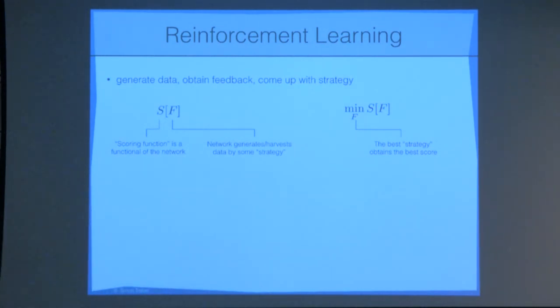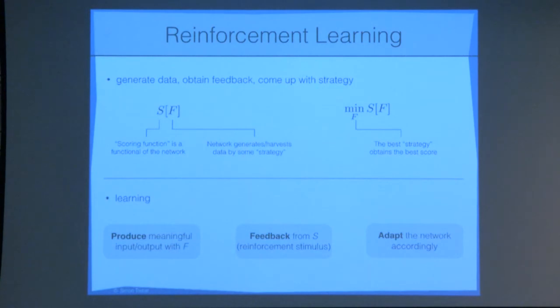Ooh, this sounds very complicated. So here's how that learning works. You produce data, and you get feedback from that scoring function. It's called the reinforcement stimulus. You did a good job. Ah, you didn't do a good job. You always try to do a good job. So you adapt your network and try to be better. Then you produce new data and find out whether you now get positive feedback, and so on.